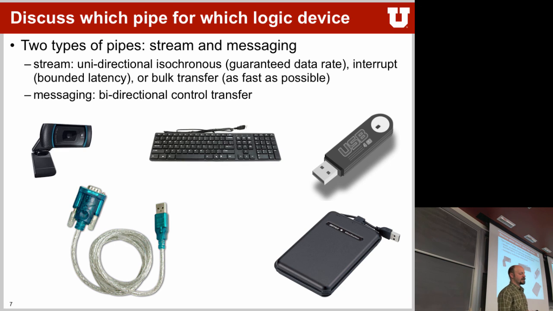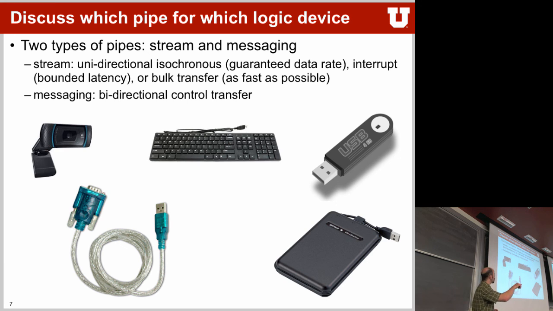So let's see which one of these devices has streaming or messaging pipes. Let me repeat, streaming is unidirectional isochronous. That's, for example, if you need guaranteed data rates. You can have interrupt or with a bounded latency. Basically, those are devices that have to react very quickly to a certain event, so you have them interrupt driven. Or you have bulk transfers where they try to use as much of the bus as available, but it's not a guaranteed data rate. Messaging is a bidirectional control transfer, so over the same connection you can go in both directions, but it's not guaranteed and it's pretty slow.